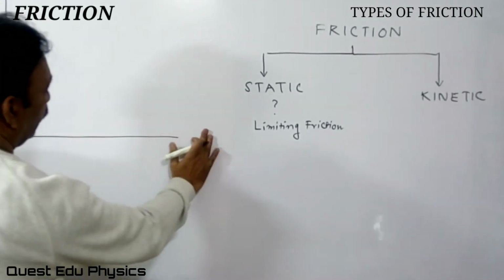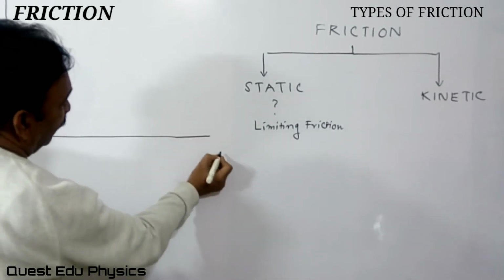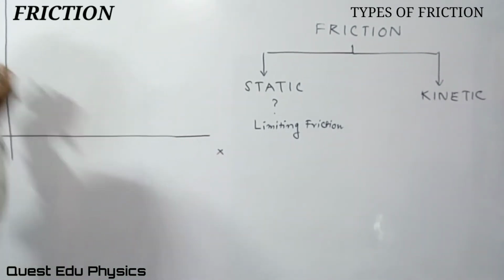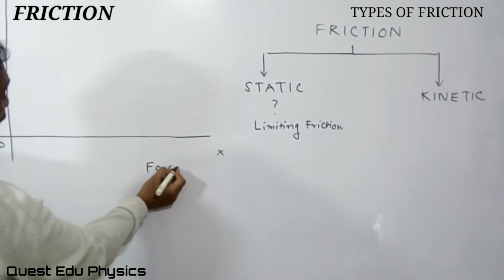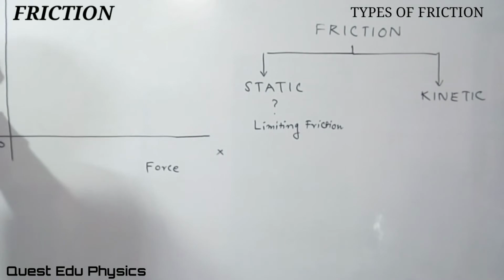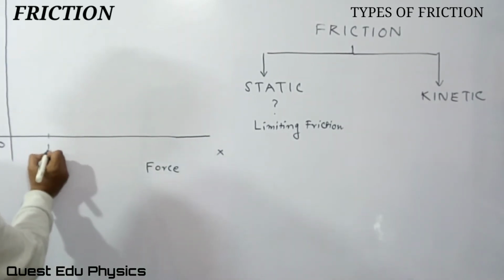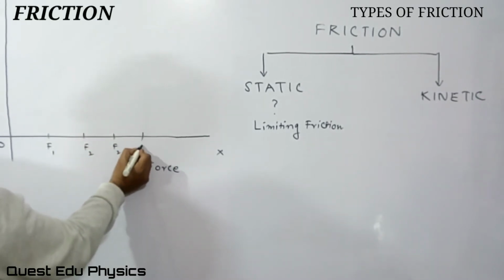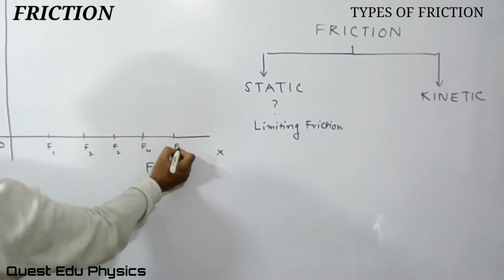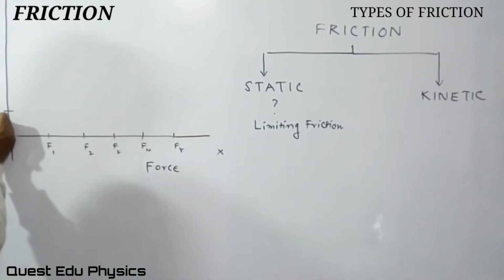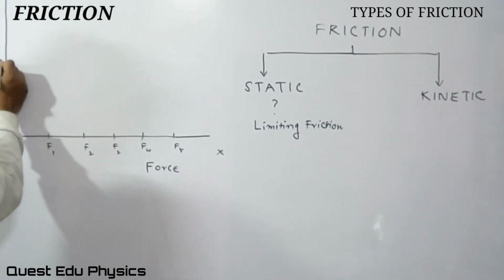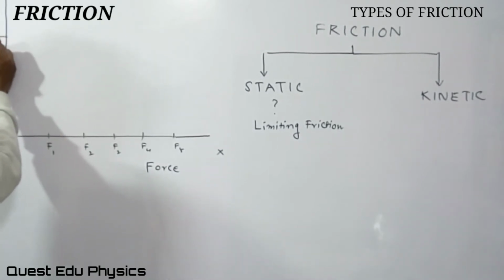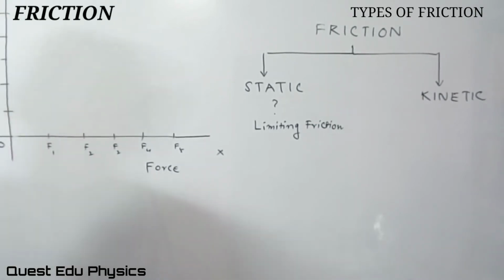Okay, students, here is the x-axis, which is the origin, and here is the y-axis. I am taking applied force on the x-axis and frictional force on the y-axis. I said it is the self-adjusting force. I am taking some points here, that means different magnitudes. Let's say F1, F2, F3, F4, and F5.